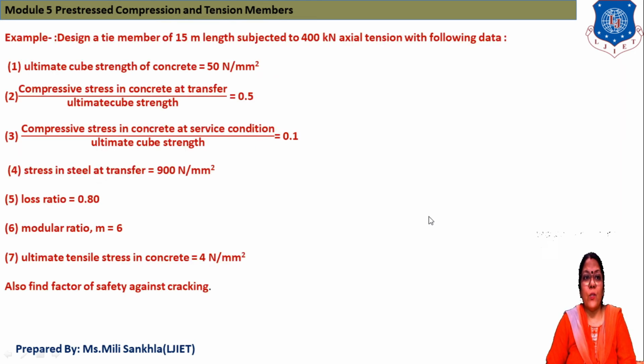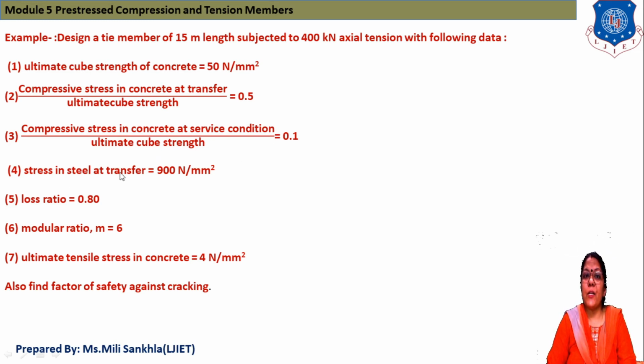Okay, now we solve the third example. In the third example, design a tie member of 15 meter length subjected to 400 kilonewton axial tension with the following data. Ultimate cube strength of concrete is 50 Newton per mm square. Compressive stress in concrete at transfer divided by ultimate cube strength is 0.5. Then compressive stress in concrete at service condition divided by ultimate cube strength is 0.1.